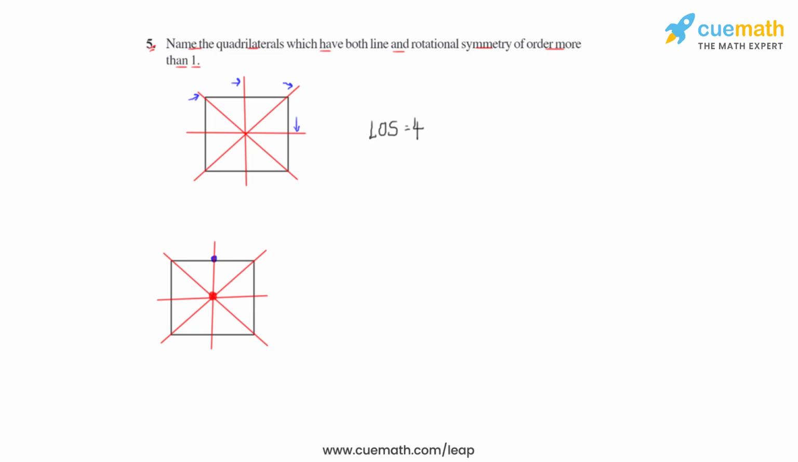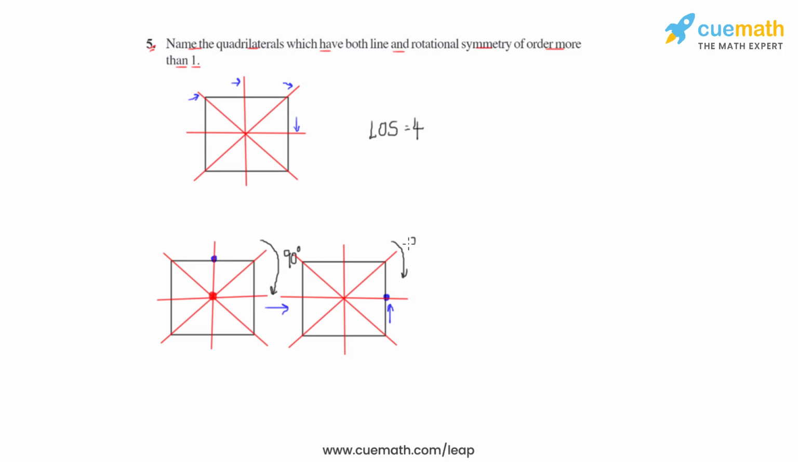Let us see what happens if this square is rotated by 90 degrees in the clockwise direction. Let us see what is the change in the position of this blue point based on this. So a 90-degree rotation of the figure will result in this position of this blue dot, and if this figure is again rotated by 90 degrees in the clockwise direction, let us now see what is the change in the position of this blue dot.